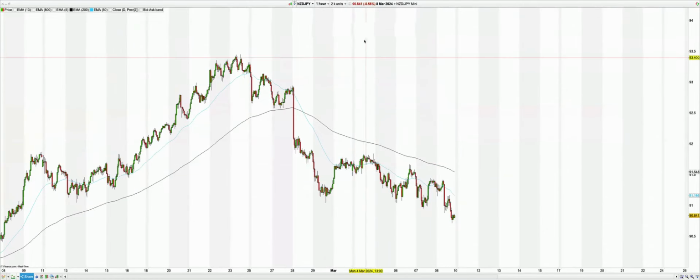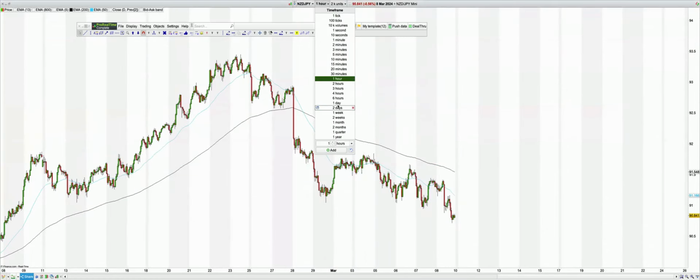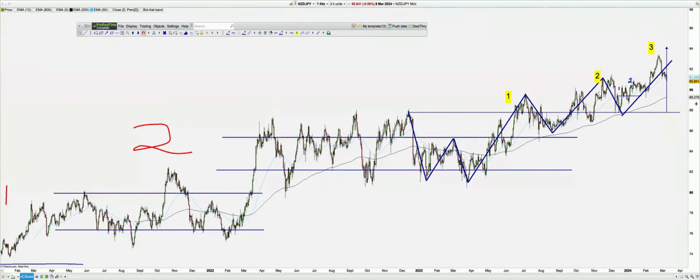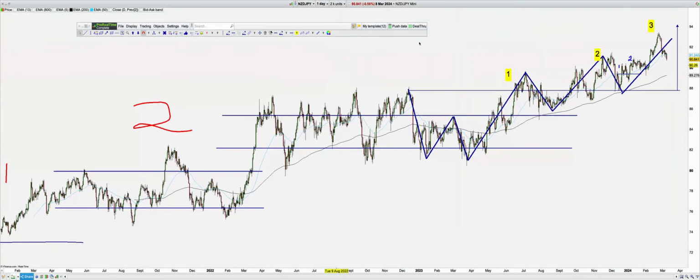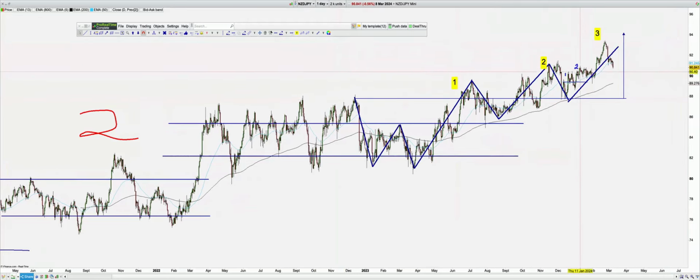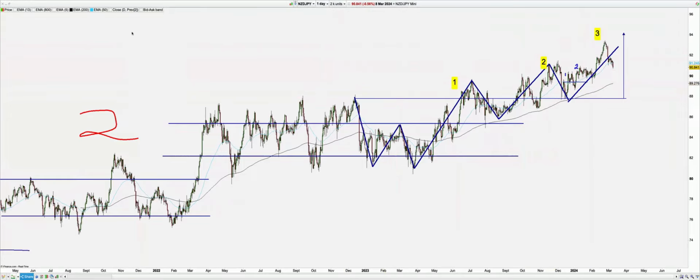NZDJPY, now it's finishing its cycle. This was the man's best friend. Absolute legend of a trade. It's one of my happiest trades. 1, 2, we were getting in here around about the 2 level. It's a brilliant trade. Yeah, that was right. 1, 2.